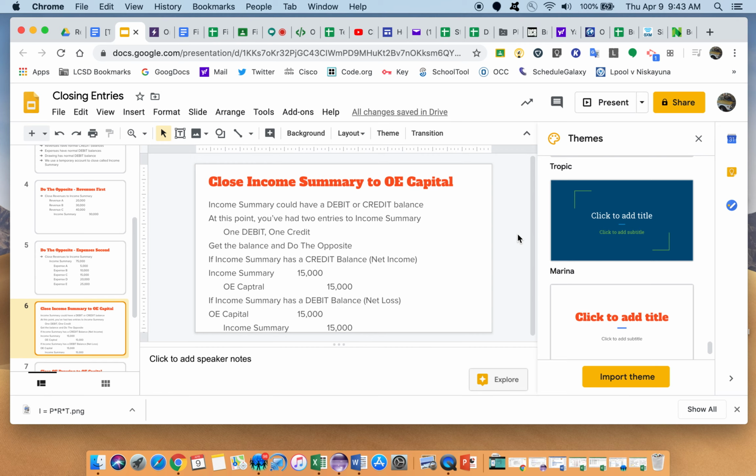If the balance is on the credit side, then we're going to debit income summary. All right. This would be a good thing. If the balance of income summary is a credit, that means we had a net income for the period.